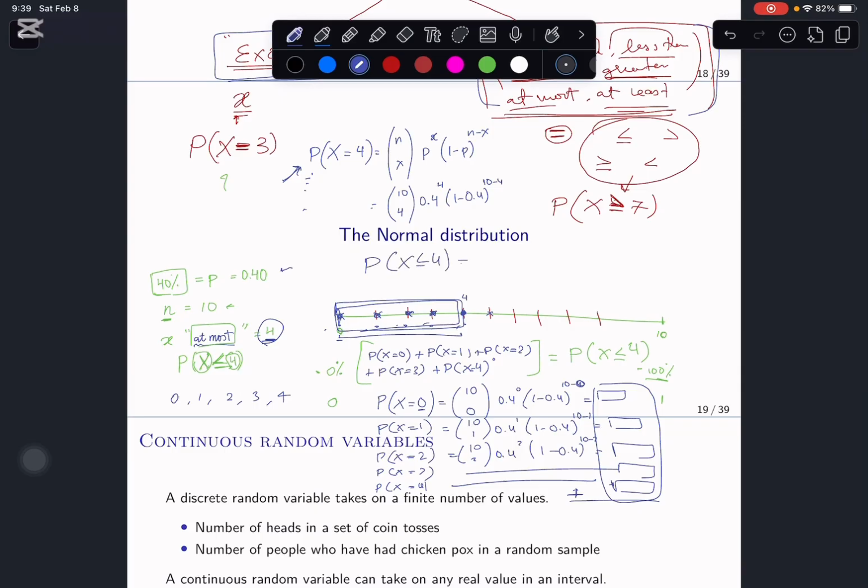Anyway, P of x equals P of x at 0 plus, and so on, until P of x equals 4. So here is computing each one individually and plugging it back. These are the two types of questions you can get.